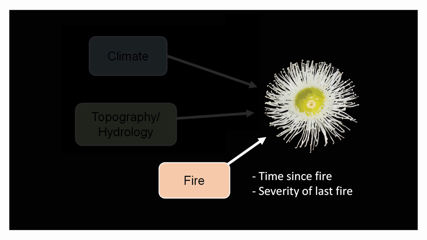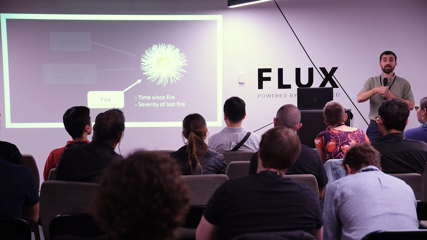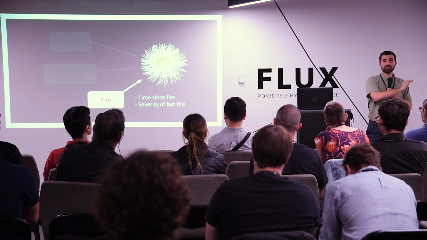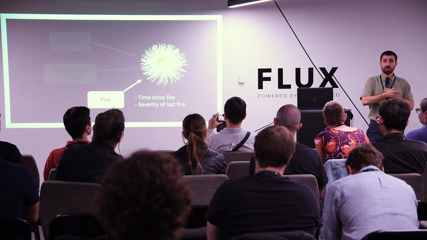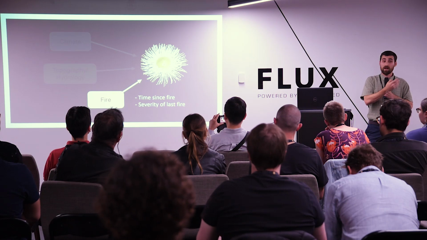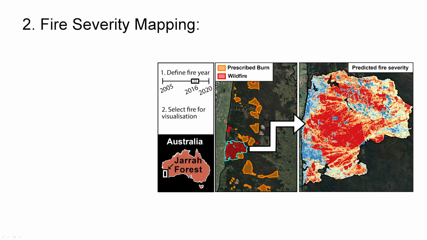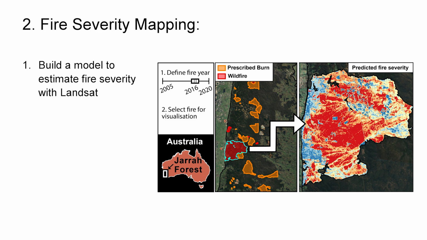So we can get the time since fire with the DBCA polygons, but we then need to go in and say how severe was this fire, because there's going to be quite a range and impact on phenology depending on severity. And so we've got this model with a few objectives. First, build the model and estimate fire severity with Landsat data. This is a 30 by 30 meter resolution. Validate across a range of conditions.